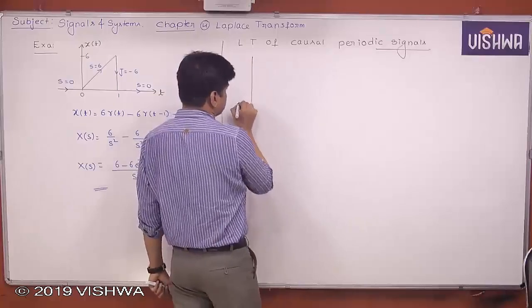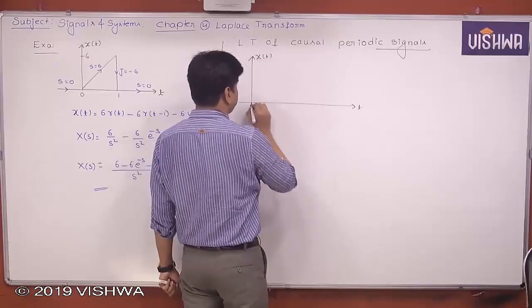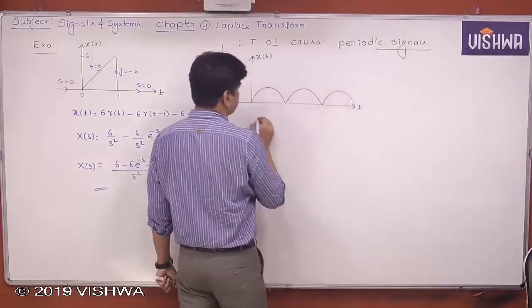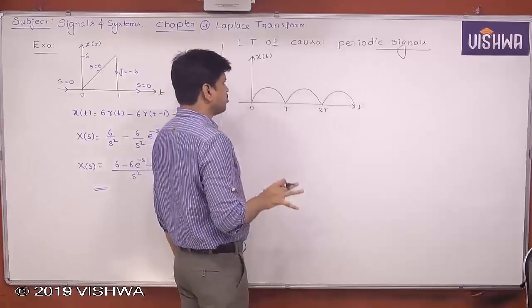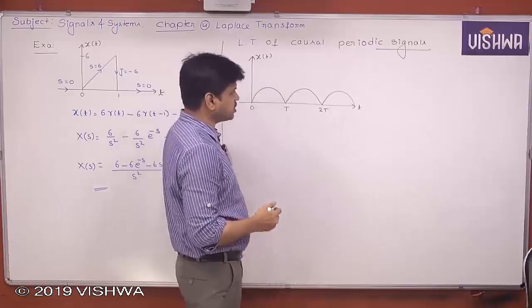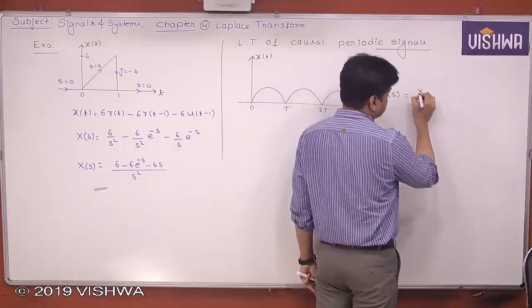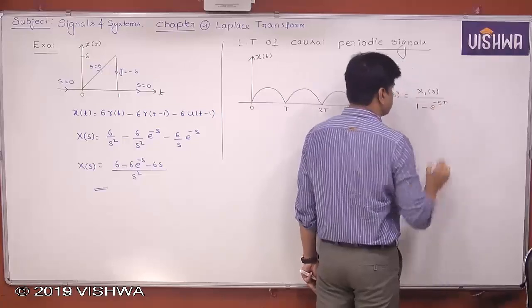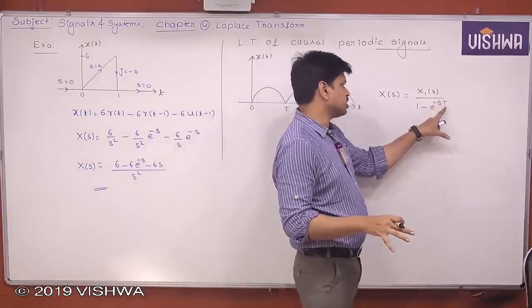Suppose I take a signal which is like this, x of t, with points 0, T, 2T and so on. This is a causal periodic signal which is existing only for positive values of time, and this keeps on repeating. Then for this, what is x of s? That is x1 of s by 1 minus e power minus sT. Here T is the period of the signal.